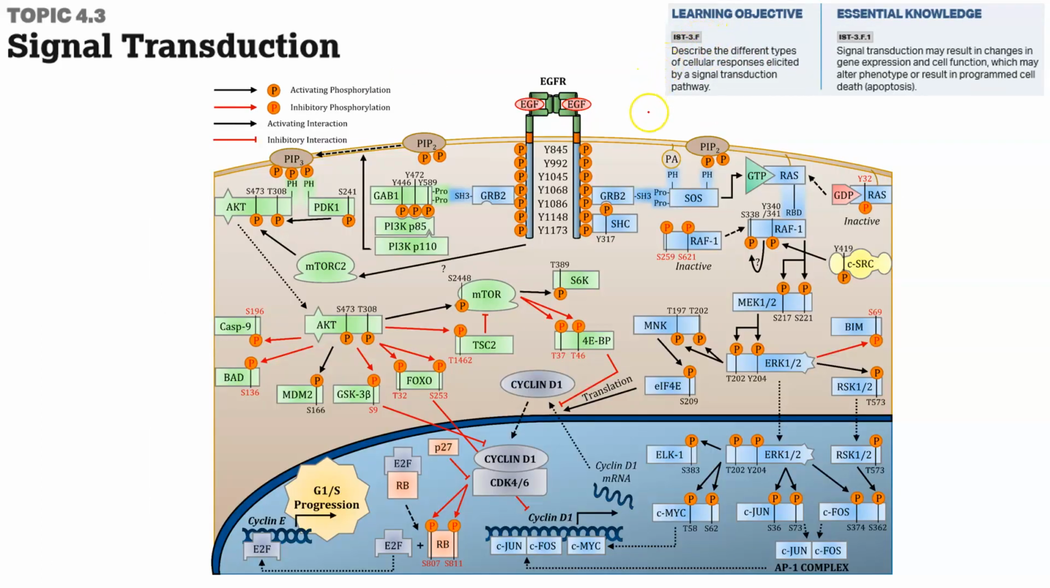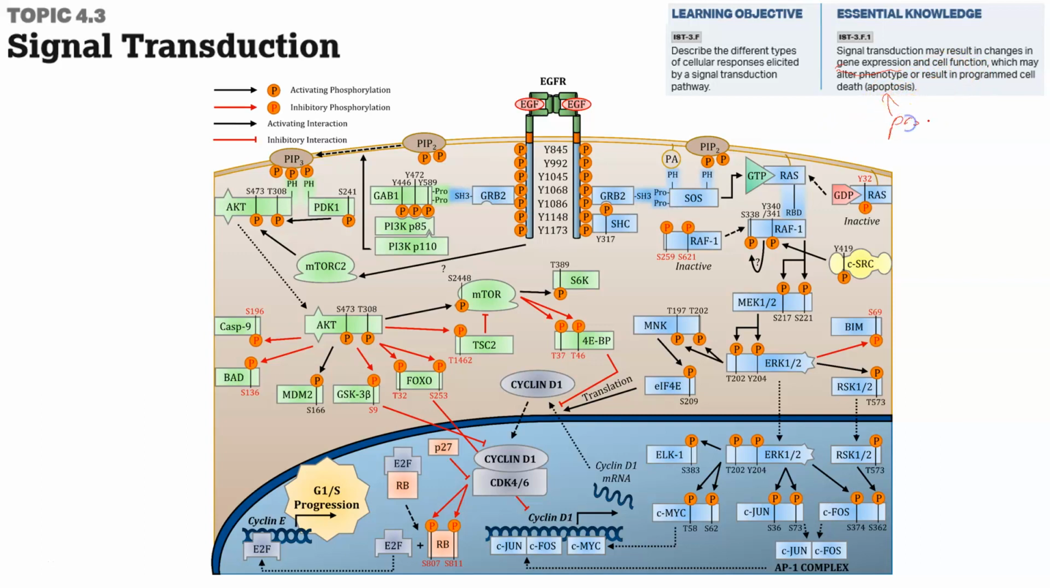Okay, another look at signal transduction. I wanted to find kind of the most confusing pathway I could find here, just so we could see how complex these cellular responses are. So, describe the different types of cellular responses elicited by the signal transduction pathway. Signal transduction may result in changes in gene expression and cell function, which may lead to apoptosis.